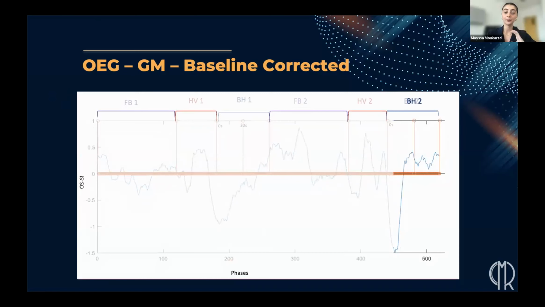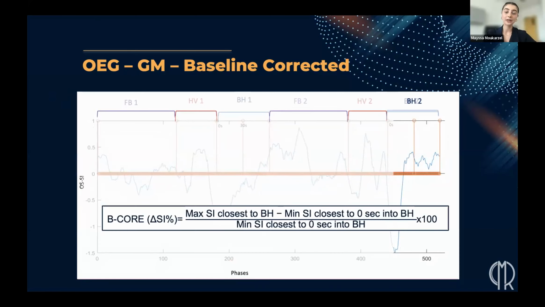Now, as for the BCOR calculation, we did a lot of different trial and error to really find the BCOR that was the most representative of the tissue oxygenation of the brain. And we ended up with that calculation. So we took BCOR as being the percent change of signal intensity between the maximum signal intensity closest to breath hold and the minimum signal intensity closest to 0 seconds into breath hold, or really the end of hyperventilation.